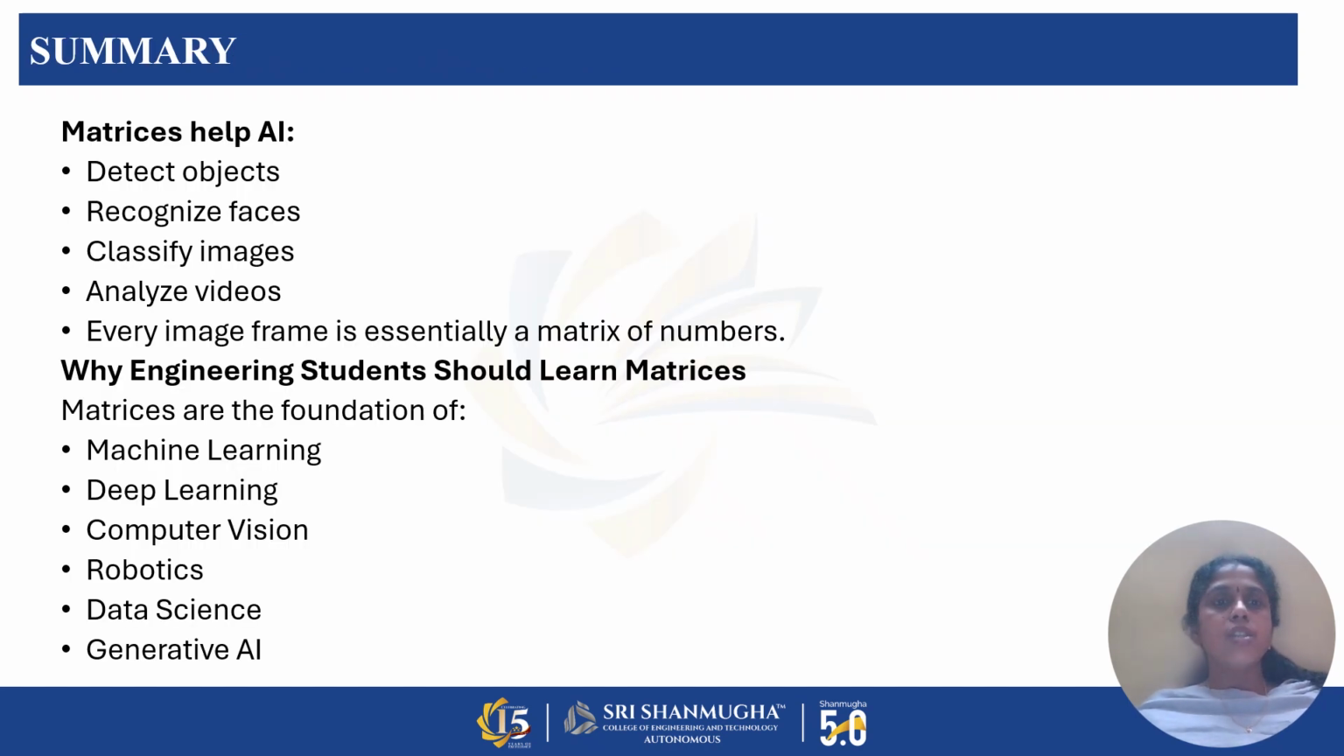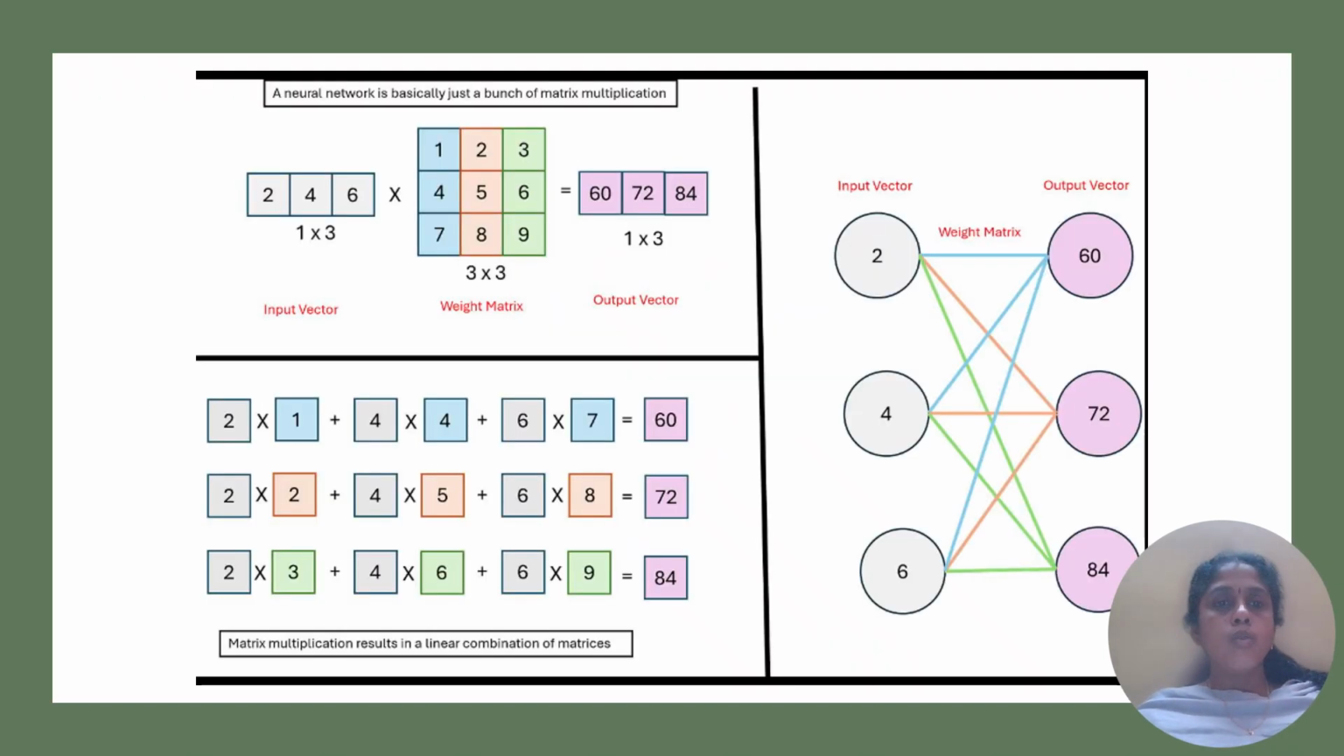To summarize, matrices help AI to detect objects, recognize faces, classify images, and analyze videos. Every image frame is essentially a matrix of numbers. So why should engineering students learn matrices? Matrices are the foundation of machine learning, deep learning, computer vision, robotics, data science, and generative AI. Now, the next slide will give you an overview of the application of matrices in AI.